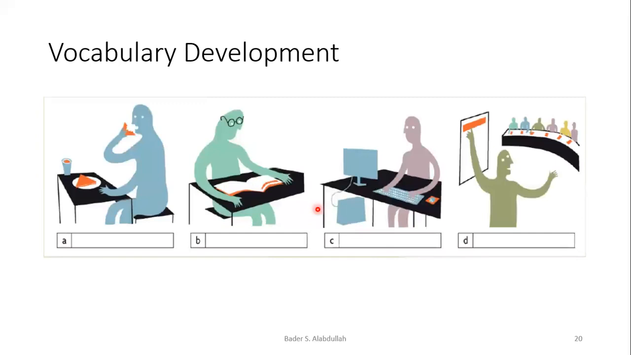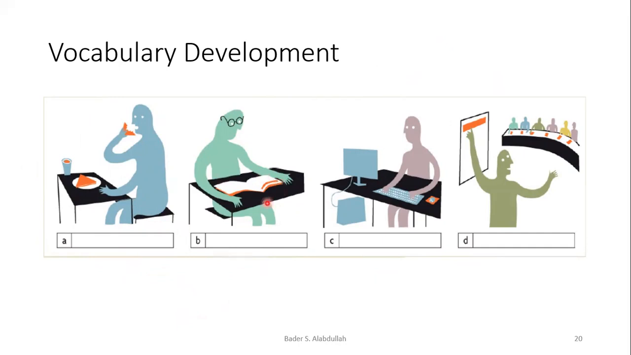Okay, this photo shows some people doing some activities. So let's say this guy here is eating something. Let's say he's having lunch, because your lecture is at 1:30, so this one is at lunchtime. So what do we say? We say have lunch. Like in this example, have lunch, right? Again, we don't say have a lunch. We say have lunch, because lunch is an uncountable noun.